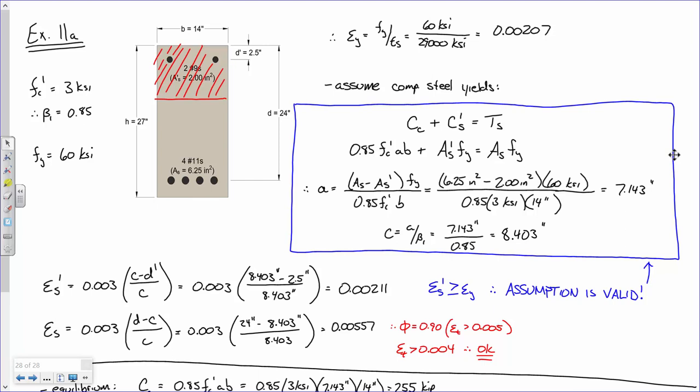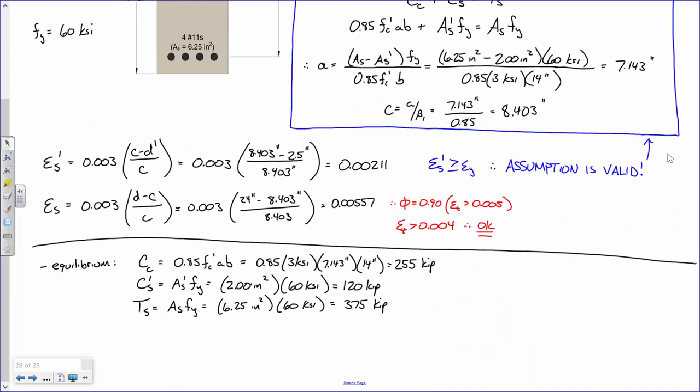We want to verify that it's larger than 0.004, and we want to figure out what our phi value is. Fortunately for us, that phi value was 0.9, so that was easy. Okay, now, all right, equilibrium. I had you do this on this example. It wasn't really necessary for this one, but it's really going to be a valuable check for the next example, so I wanted to get sort of in the habit of it.